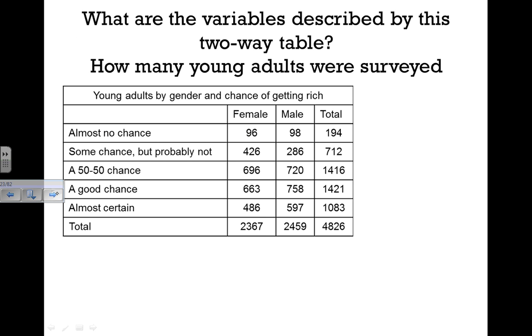All right, so what are the variables described by this two-way table, and how many young adults were surveyed? So your variables described would be your gender and the chance of getting rich. The total is always going to be right here. This is your overall total.